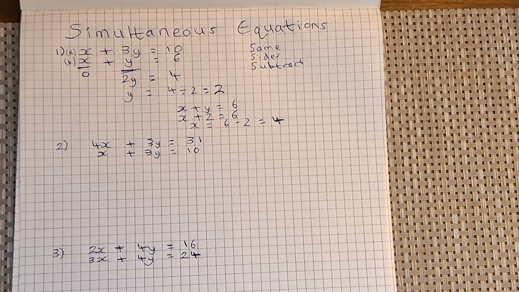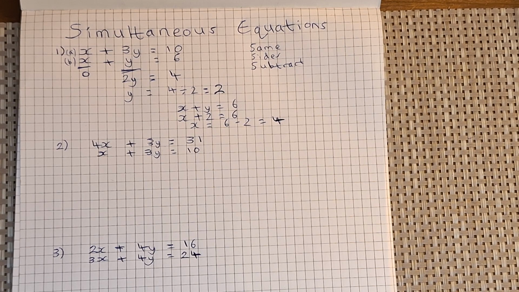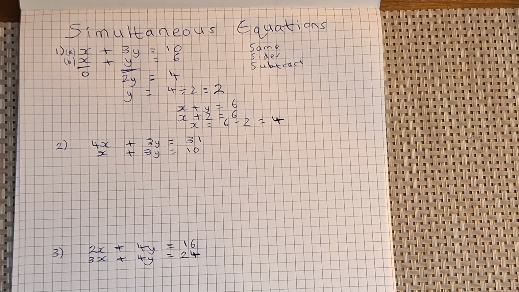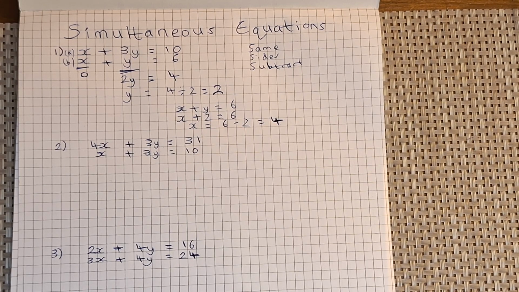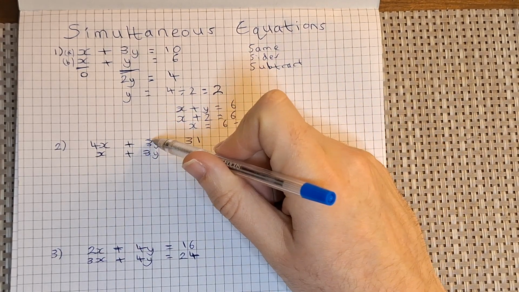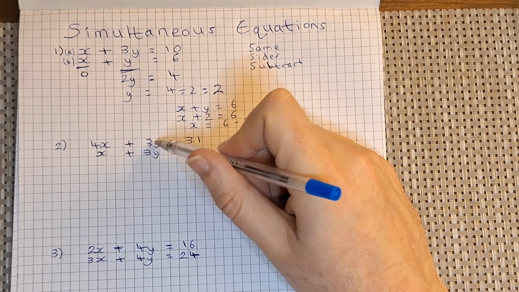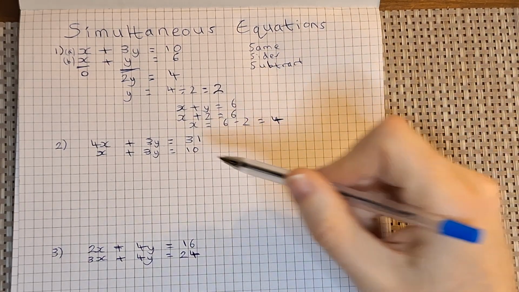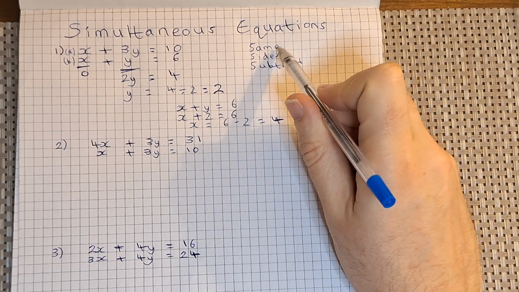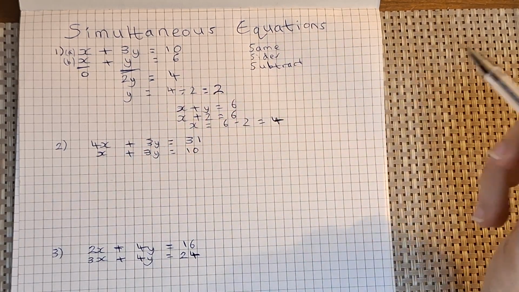Okay, next question, we have 4x plus 3y equals 31, and we have x plus 3y equals 10. Again, we want to try and get rid of the x's or the y's, but as you can see, we've got the same value of y in both equations, so it makes sense to try and get rid of those y's. Again, the same method, same signs subtract. We have a positive 3y and a positive 3y.